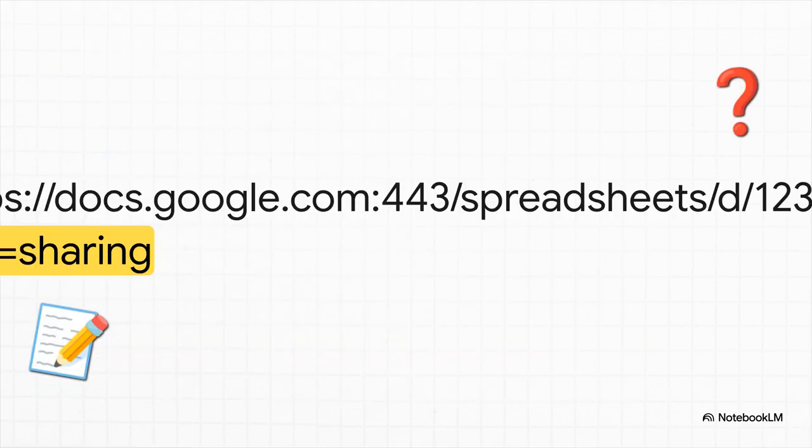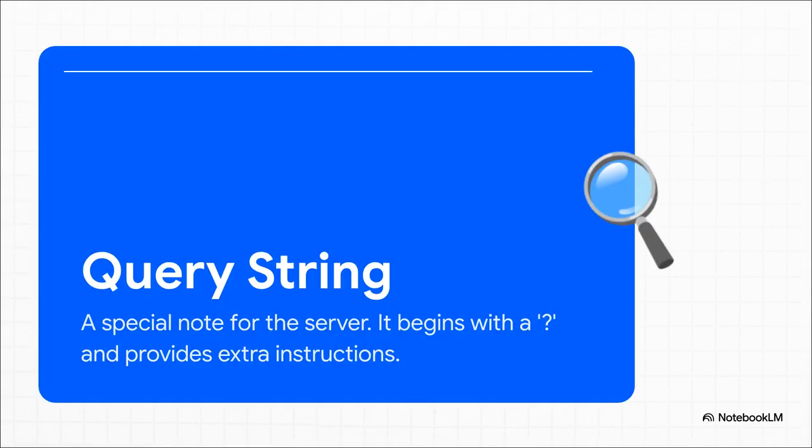And what about this last little bit, the part that starts with a question mark? This is called a query string, and you can think of it as a special instruction or a note we're handing over. So a query string is basically a note you give to the server once you arrive. It gives it extra instructions. For example, when you do a Google search, your search terms are in the query string. In our case, usp=sharing is just a little note telling the server, hey, present this file in a way that's ready for sharing.